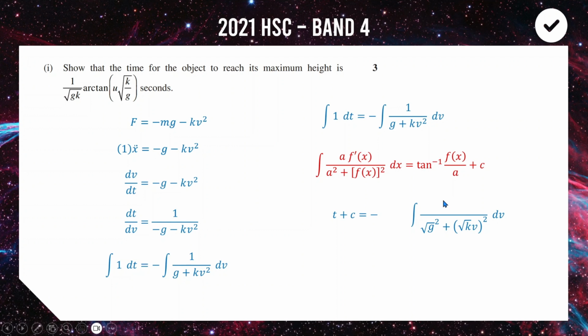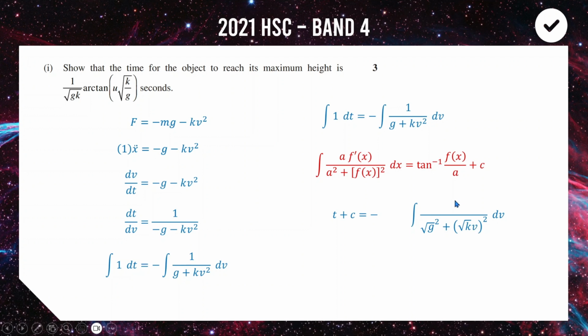As you're going to see in this video, it doesn't really matter where you put your constants as long as you're careful. All right, so I'm actually going to write g as the square root of g squared, and I'm going to write kv squared as the square root of k times v squared. The reason I'm doing this is to make it look more like the standard integral in red in the line above, so I can say, okay, in this case, a is actually the square root of g, and the function that's being squared is root kv.